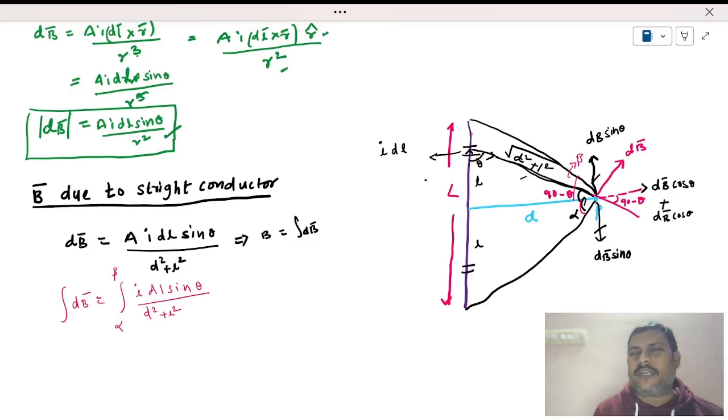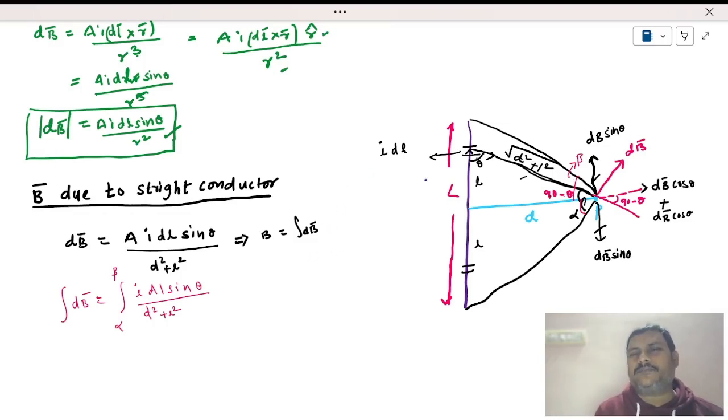So what, where to where can I integrate? I don't know how much the finite length is. That's why I'm taking angles here, so I can integrate for a finite length. The angle is from here to here, it is alpha, and here to here beta. So this theta is varying from alpha on one side to beta on the other side. So I'm going to integrate over theta. That's why I am converting this dl into theta.